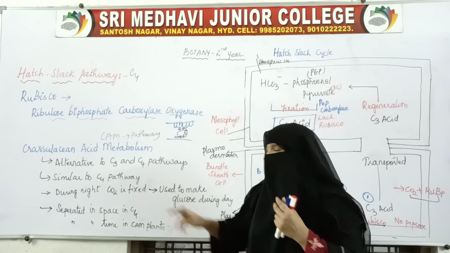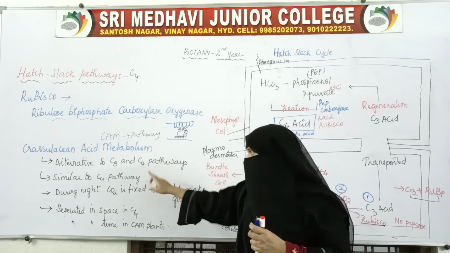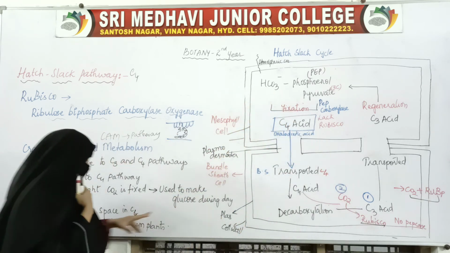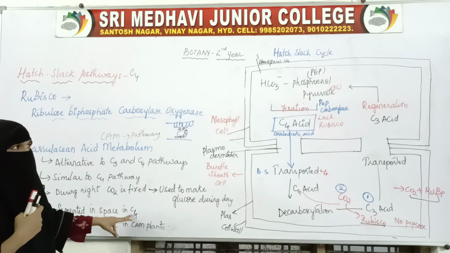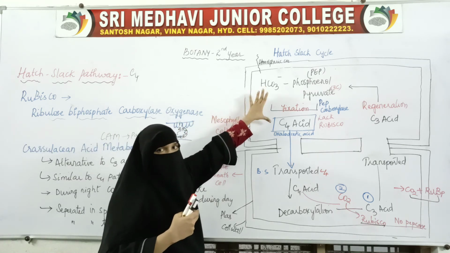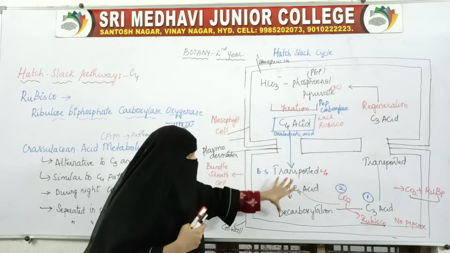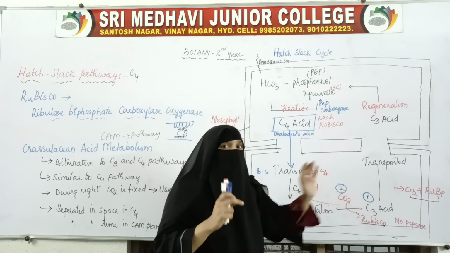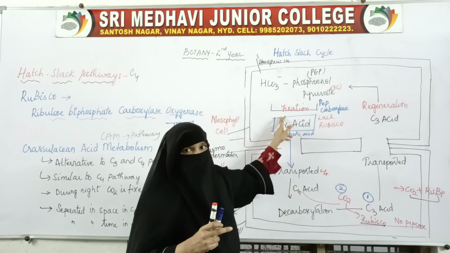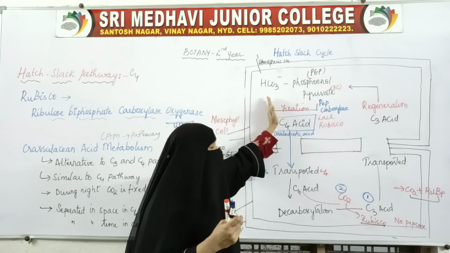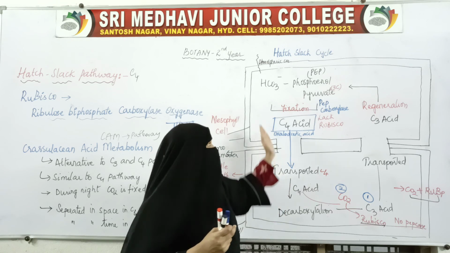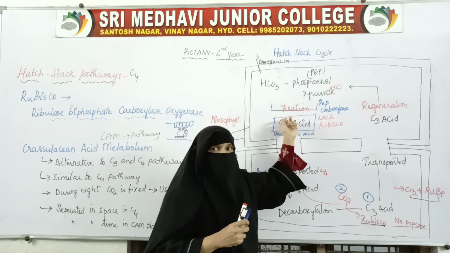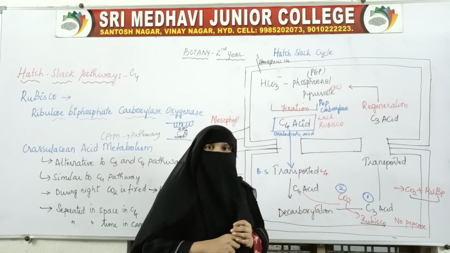This CAM pathway is similar to the C4 pathway. In C4, the steps are separated in space. In the C4 pathway, the C4 acid is formed in the mesophyll cell. Then it is transported to the bundle sheath cell. Inside this bundle sheath cell, the C3 cycle is taking place. So it is separated by space, in the sense of different cells, one cell and another cell. Fixation is in the mesophyll cell and the C3 cycle is in the bundle sheath cell.